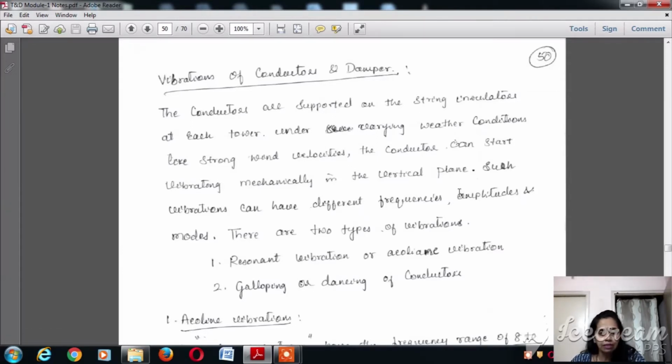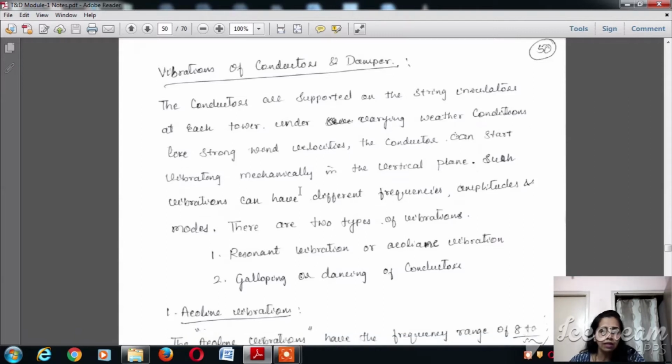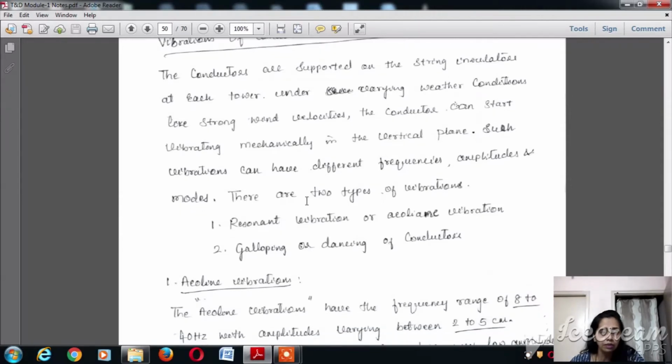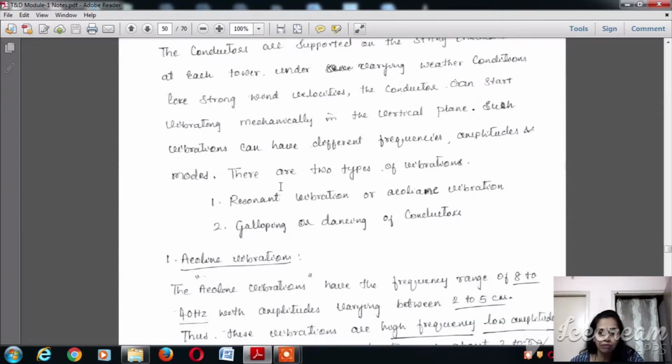Now under these varying weather conditions, the conductors are supported by the strong string insulators at either side, and they experience severe weather conditions. These give the support to the conductors against strong wind velocities. If the conductor experiences strong wind velocities, it can start vibrating mechanically in the vertical plane.